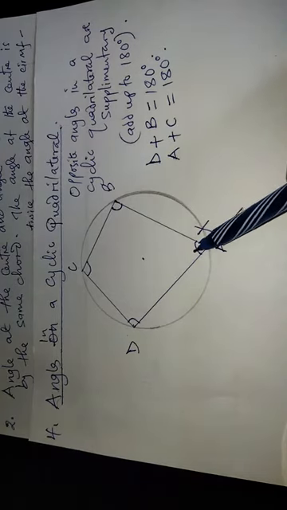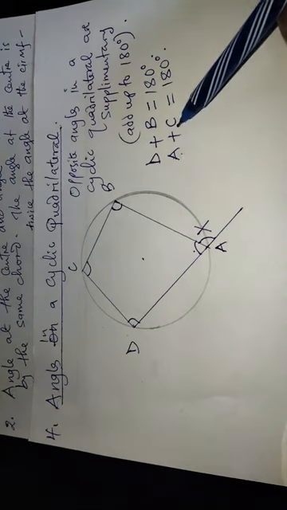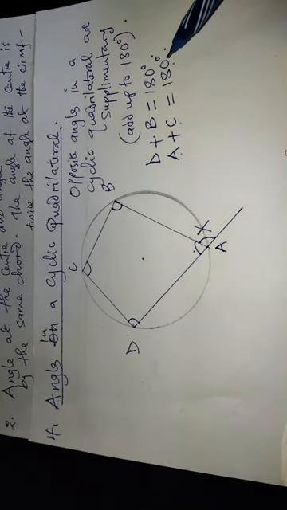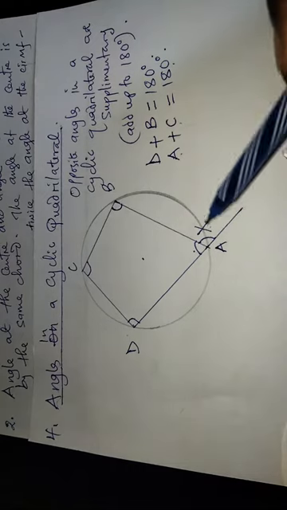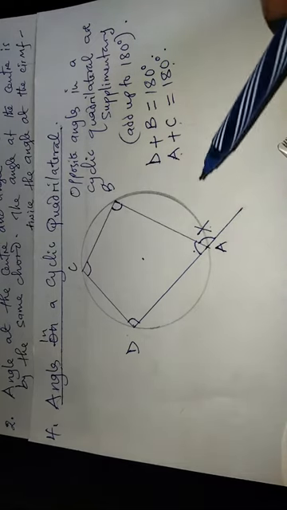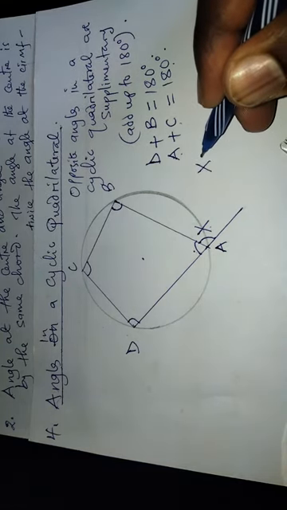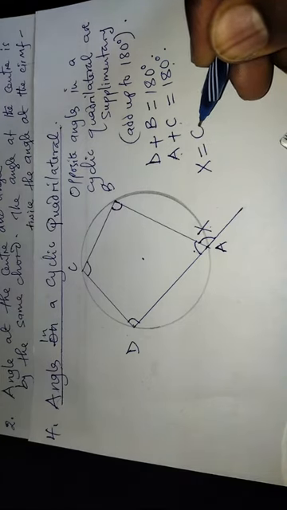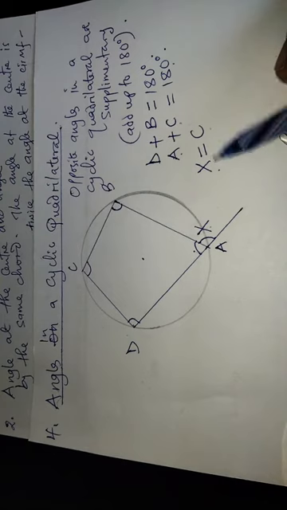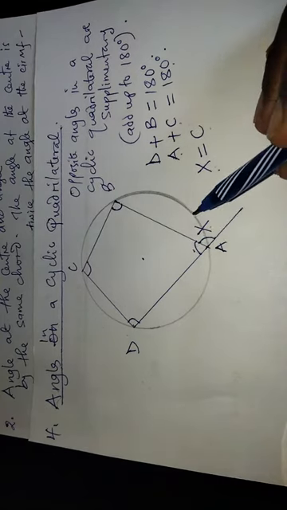plus the angle at A, since they are on a straight line, add up to 180. And remember, we had said that A plus C gives us 180. And we are also concluding that A plus X will also give us 180. Then mathematically, we can argue that the angle X is equivalent to the angle C. Reason being, when both are added independently to angle A, we will get 180.